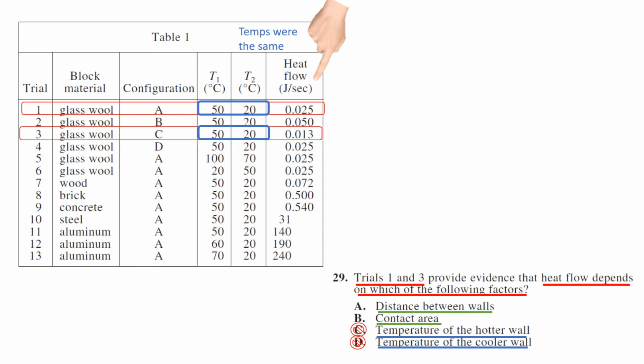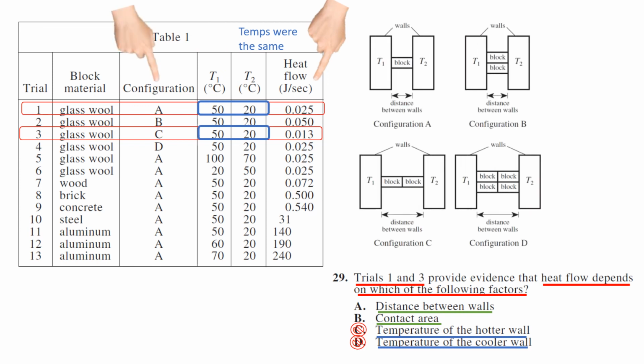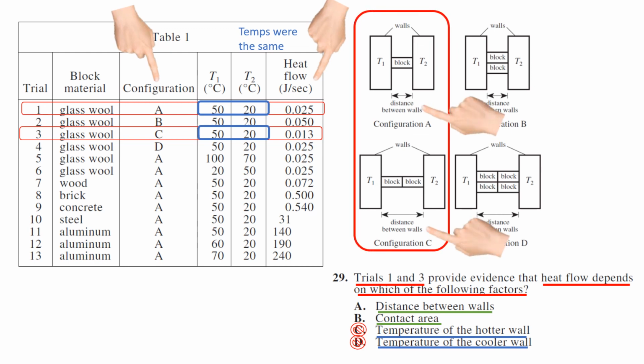So distance between walls and contact area. So now we can look at the configuration. We're looking at just configuration A and C, and we can see that the contact area is the same, right? That it looks the same here on both ones. But what is different is the distance. So it depends upon the distance between the two walls, choice A.